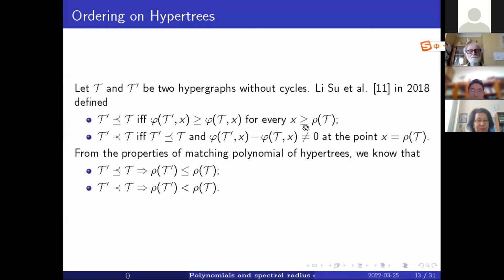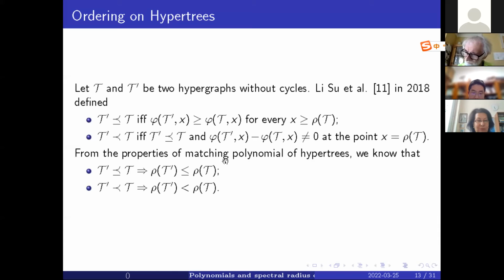If for all x greater than or equal to the spectral radius of T, the matching polynomial of T prime minus the matching polynomial of T is non-negative, then we say T prime is no more than hypertree T. If T prime is no more than T, and the value of this polynomial at the point x equal to the spectral radius of T is non-zero, we say T prime is strictly less than T.